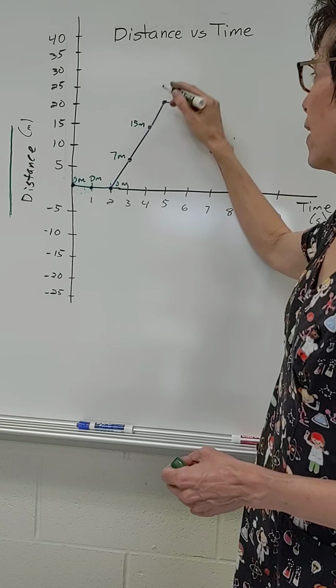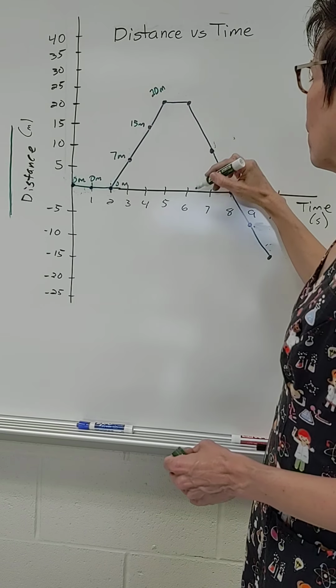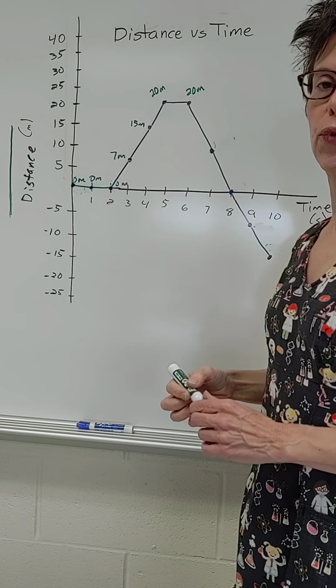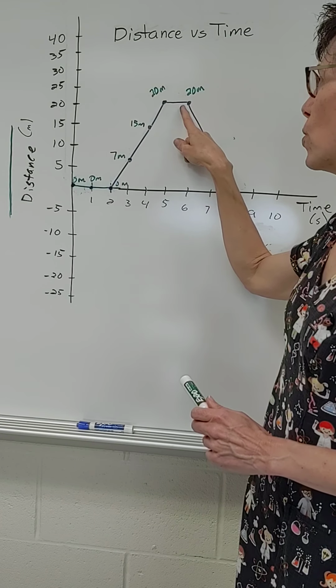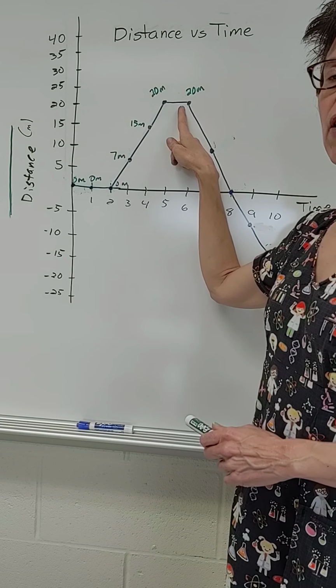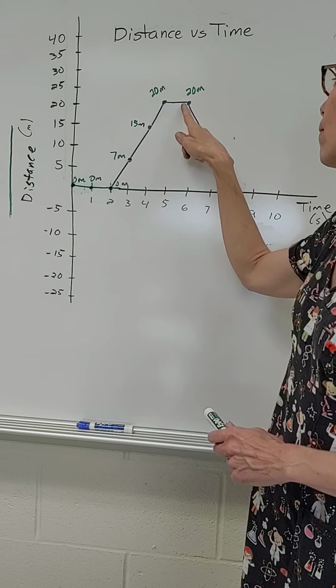At 5 seconds, it is 20 meters from the beginning. At 6 seconds, it is still 20 meters from the start. So between 5 seconds and 6 seconds, for this 1 second here, it's stopped. It's not moving. Again, a flat line shows us a stationary object or a stationary person.